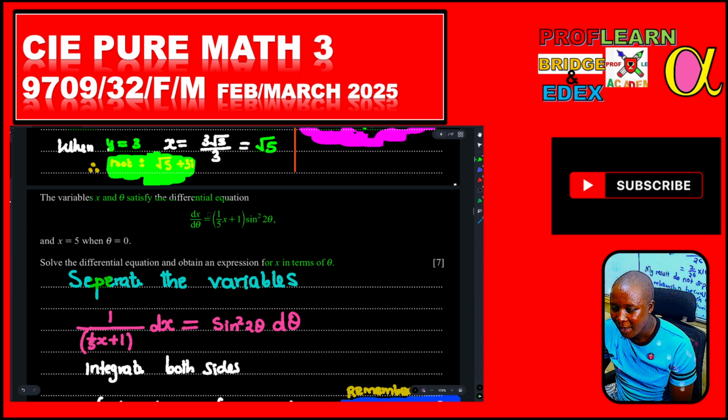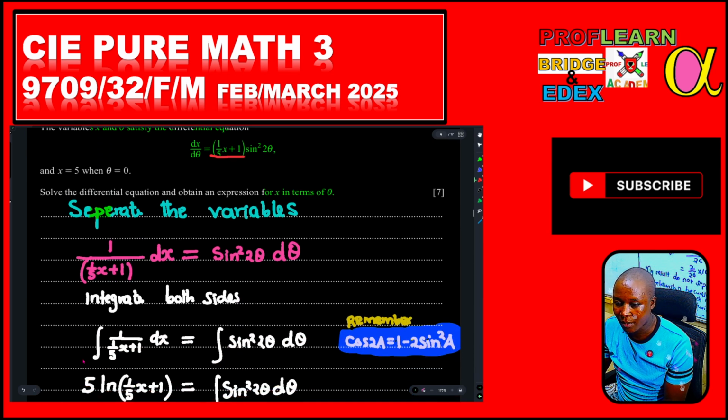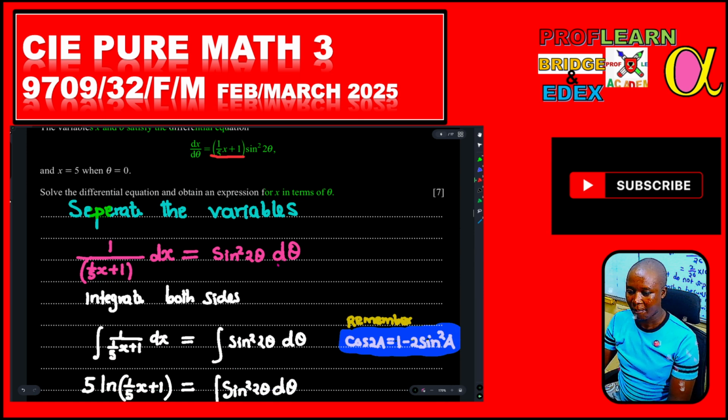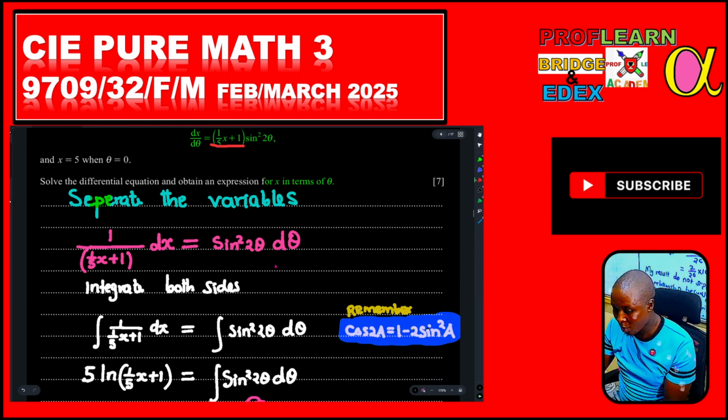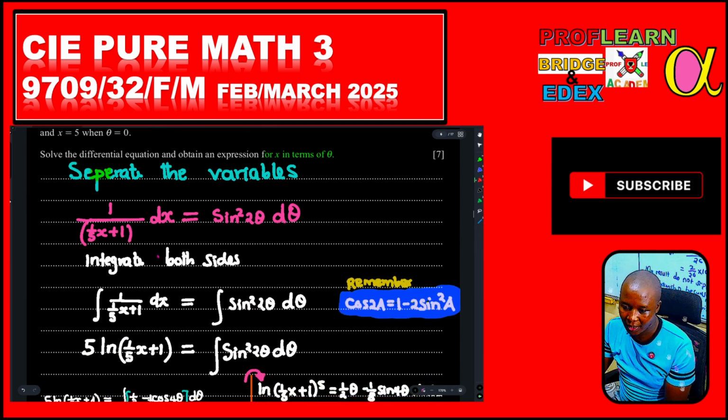So in this case, I'm going to divide both sides and multiply by dθ on both sides. Then upon separating the variables, I'm going to get 1 over (5x + 1) dx equals sin² 2θ dθ. So that is the first thing we were supposed to do in order to work out this question. The second part is to perform the integration on both sides.